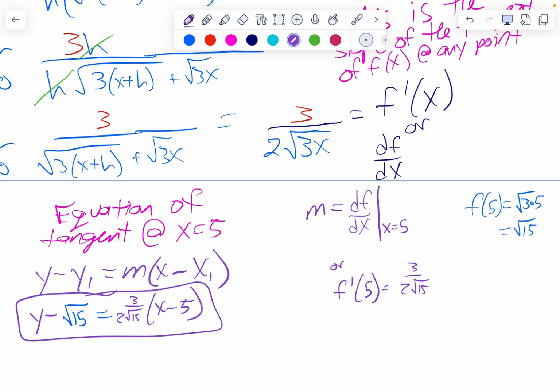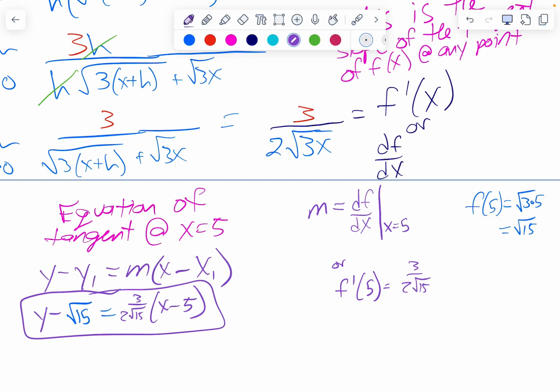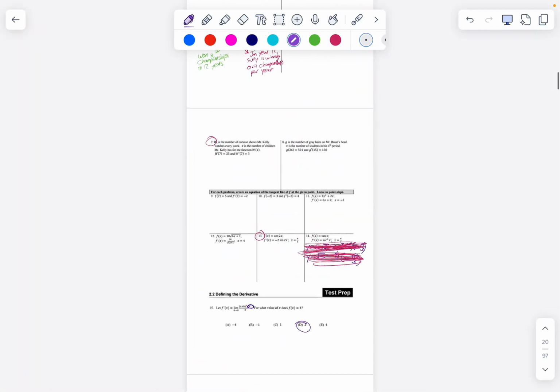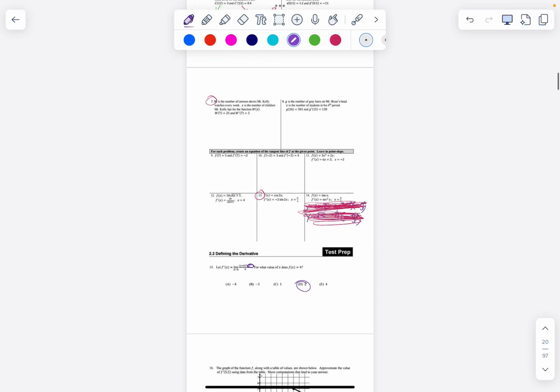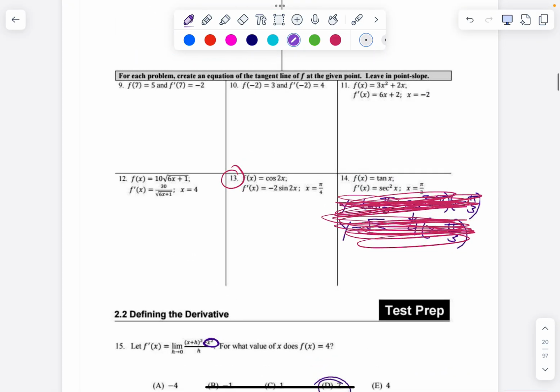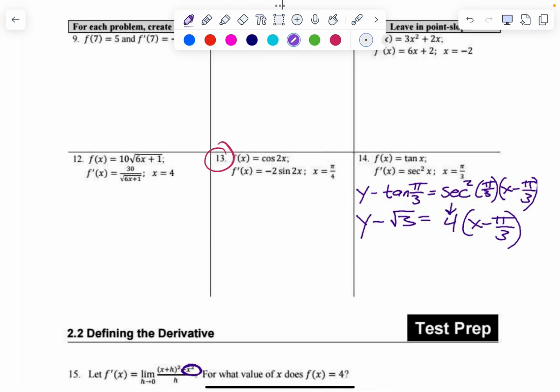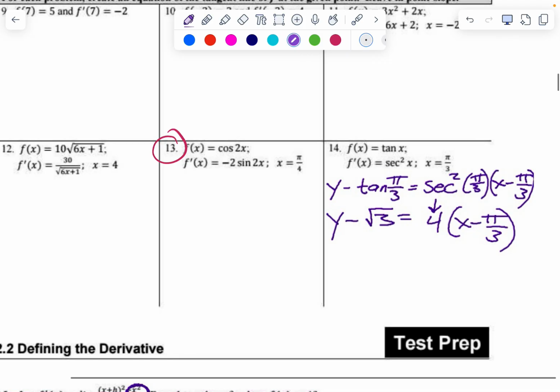Any questions on it? Any of the problems we need to look at from homework? You're sure? Oh, wait, sorry. 13 and 14. All right, 13 and 14. Okay. Well, here's 14. I happen to have it already on here.